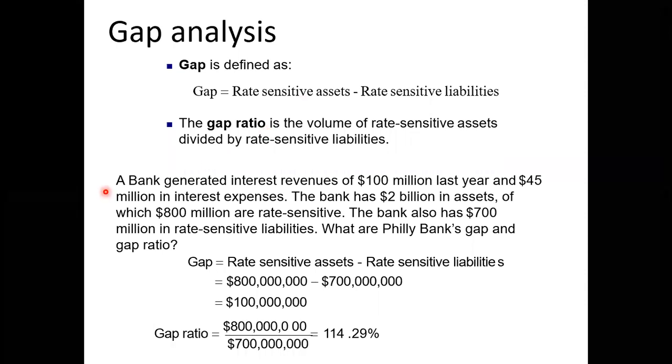For example, a bank generated interest revenue of 100 million last year, and 45 million in interest expenses. Now, how much is the net interest income? Any answers? Net interest income, how much?